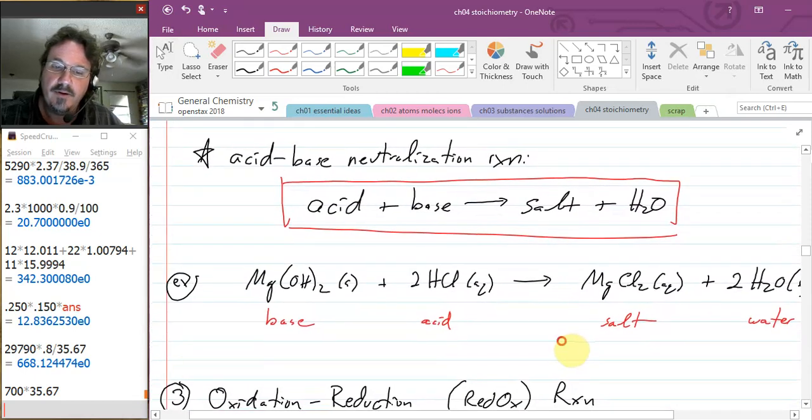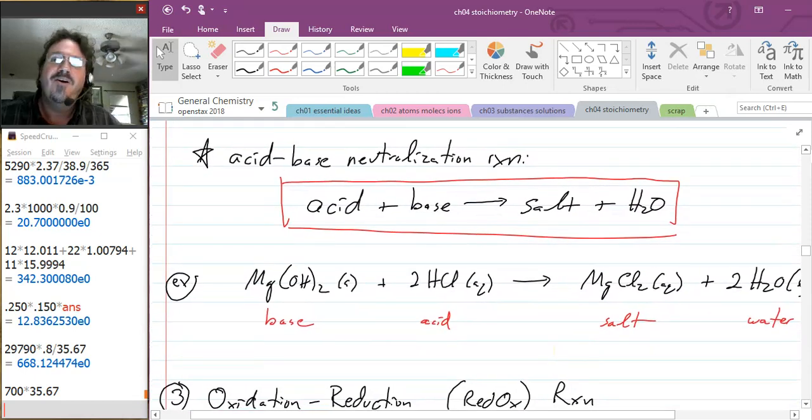All right. Now that we know what strong acids and strong bases are all about, we can talk about our second class of reactions, which is acid-base neutralization reactions. See, they neutralize each other. Acids don't react with other acids, but they do react with bases. Same thing with bases. And when they react, you always get the same thing. You always get a salt and water.